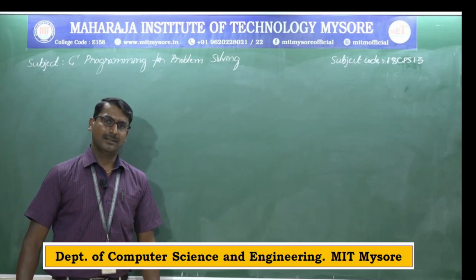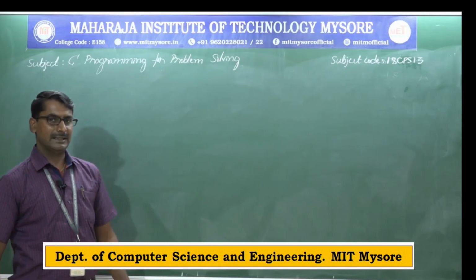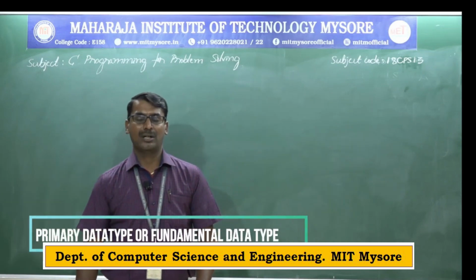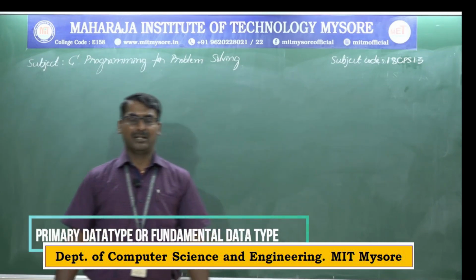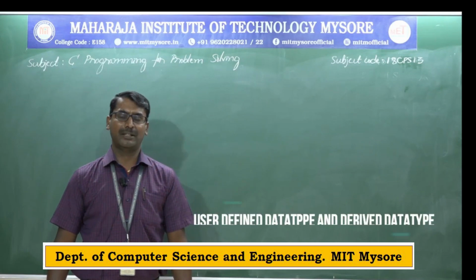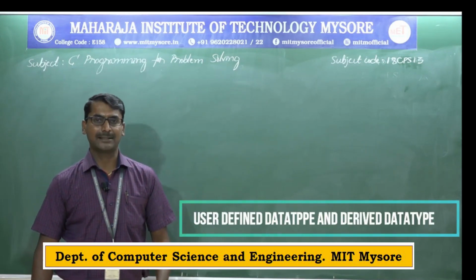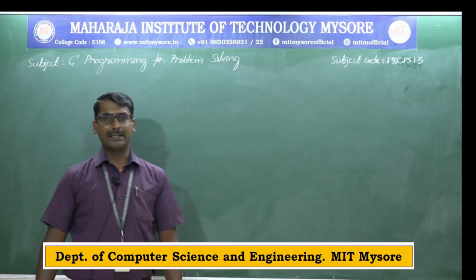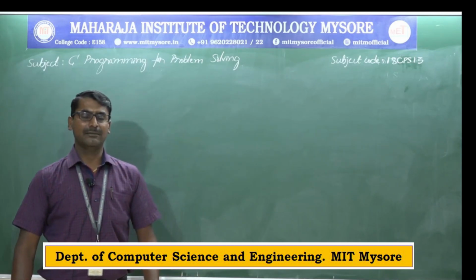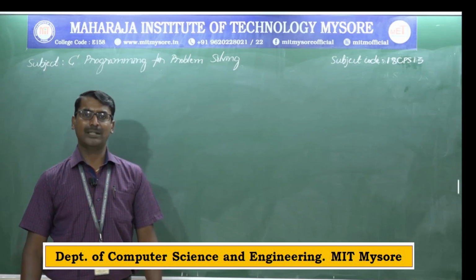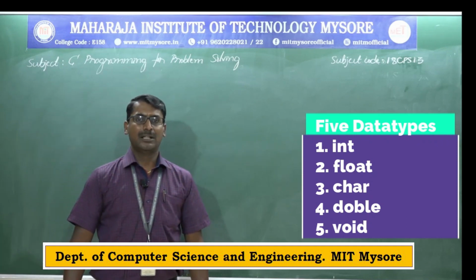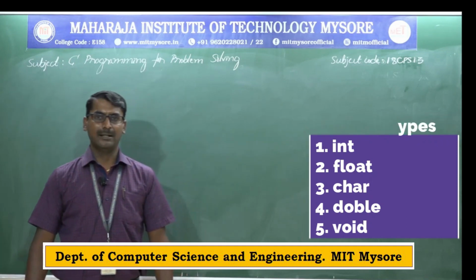Then we discuss the data types. Mainly in C language, data types are classified into three categories. One is the primary data type, also called the fundamental data type. Next, user defined data type and derived data type. In the last session we discussed the primary data type. All C compilers mainly support 5 different data types: integer, floating point, void, double and character data type.